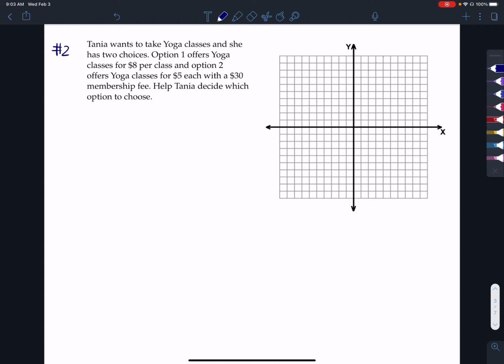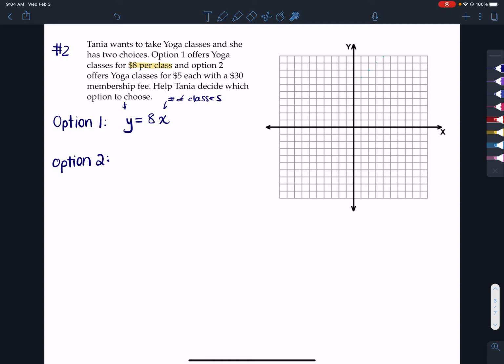So we start off, as we usually do, finding the equation that represents our option 1 and our option 2. So option 1 offers yoga classes for $8 per class. So y, which is going to be your cost, is equal to 8 times the number of classes. So x is the number of classes.